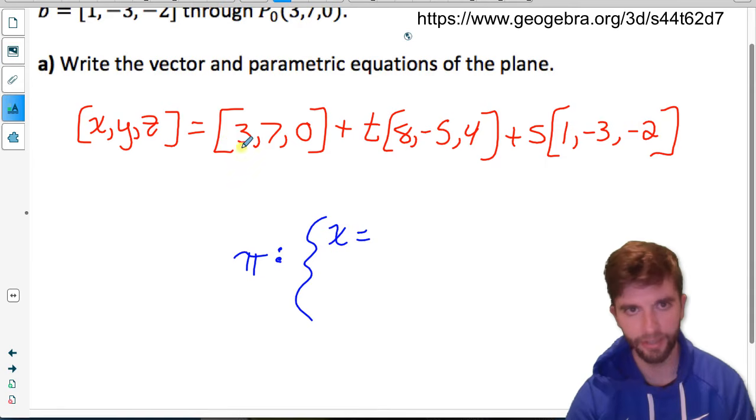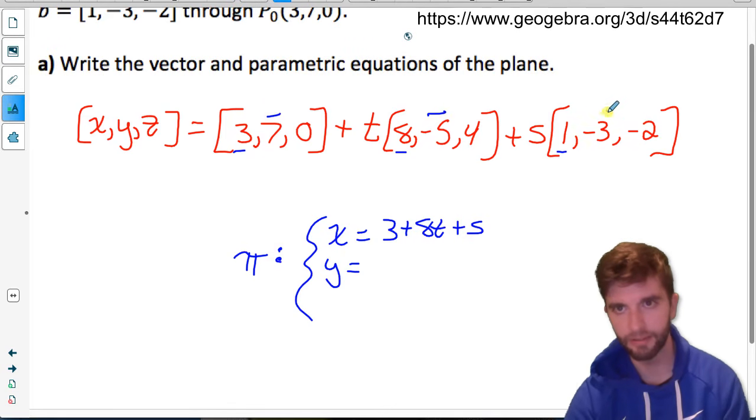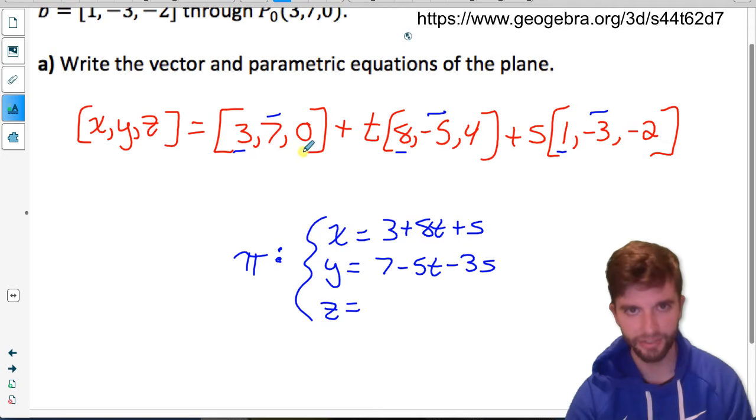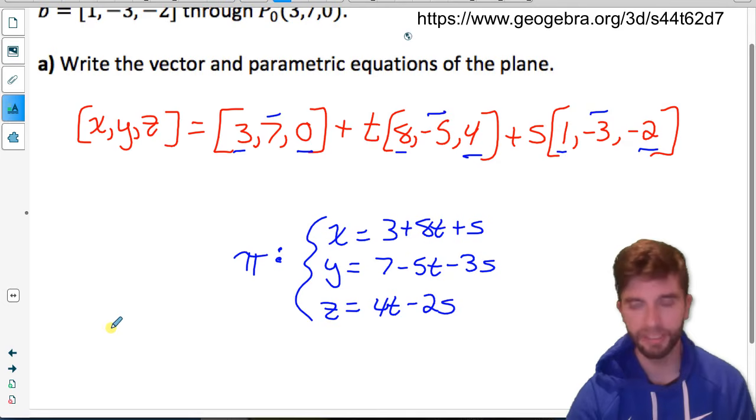The x component will be calculated by doing 3 plus t times 8 plus s times 1. So 3 plus 8t plus 1s. The y component would be calculated by doing 7 minus 5t minus 3s. And lastly, the z component would be calculated by doing 0 plus 4t minus 2s. So now we have both equations, the vector equation and the parametric equation of the plane.